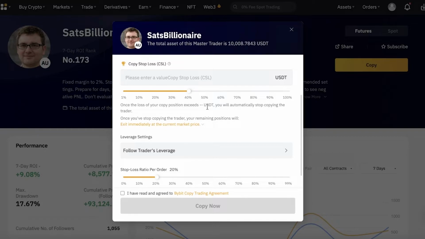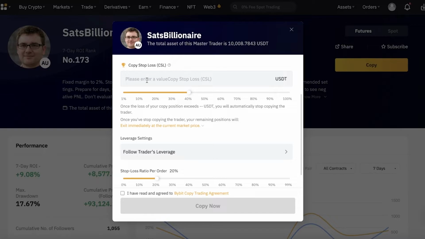A lot of you wonder what this is. This is when your copy trading position exceeds a certain number of USDT, you will automatically stop copying the trader, and that is it. So once you stop copying the trader, your remaining positions will immediately exit at the current market price, or you can continue copying the trader until the positions are closed. So you have these two options. That is something that you can do as well.